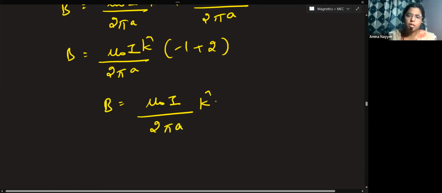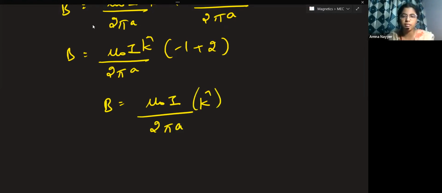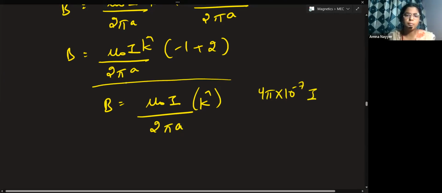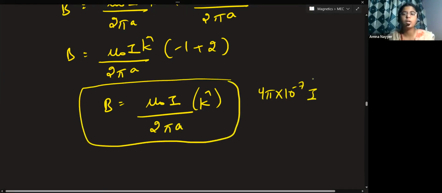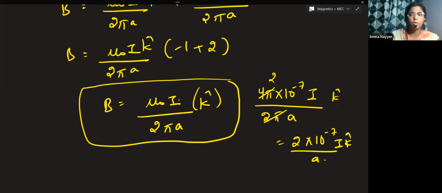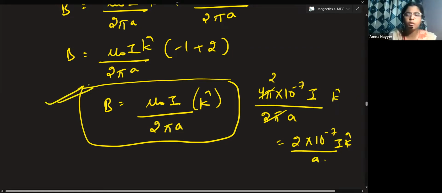If you wish, you can put in the value of mu naught as well to get the answer, like some students have done that. If you put it as 4 pi into 10 to the power minus 7, you can leave your answer till here at this step also. The answer is correct at this step also. But if you substitute, this becomes 2 pi A K cap, 2 pi and 2 is left. That becomes 2 into 10 to the power minus 7 I K cap divided by A, if you have to write in terms of mu naught. Otherwise, just leave your answers at this step as well. That is also correct, sufficient.